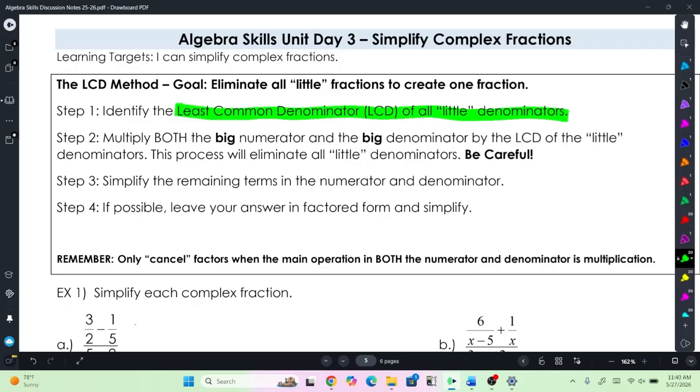Now we're going to multiply both the big numerator and big denominator by that LCD of the little denominators. Okay. We will eliminate all little denominators when we do that. And afterwards, we'll simplify the remaining terms in the numerator and denominator. And if we can factor it, we want to factor and simplify.